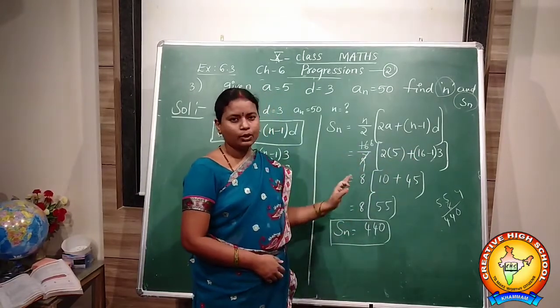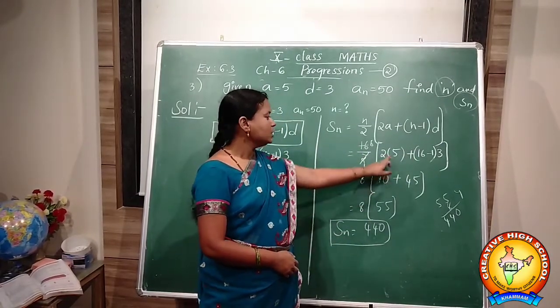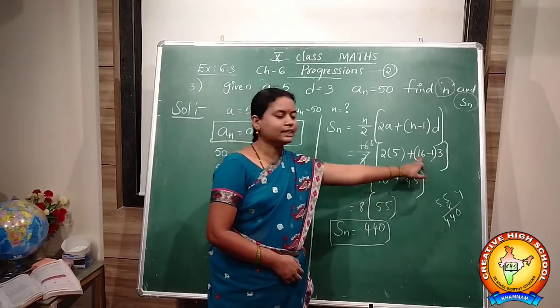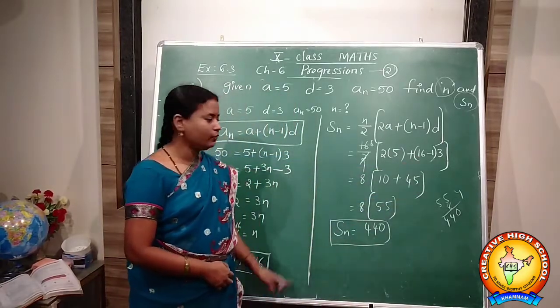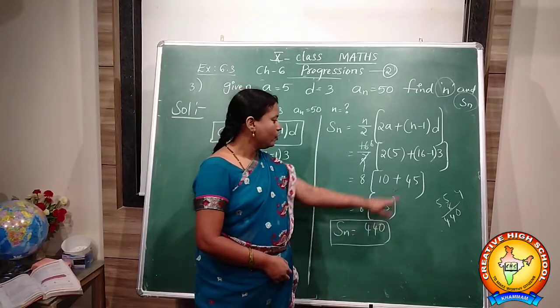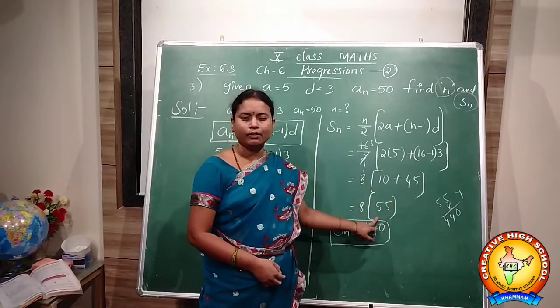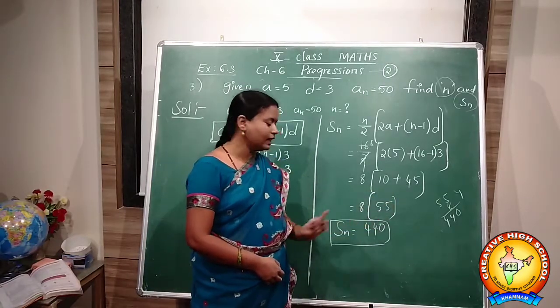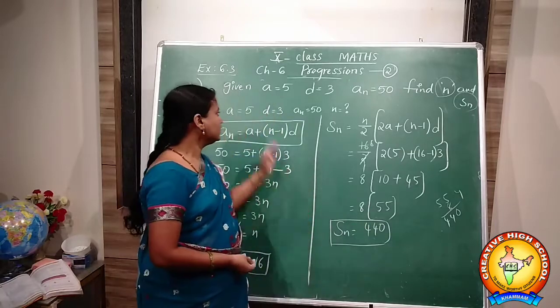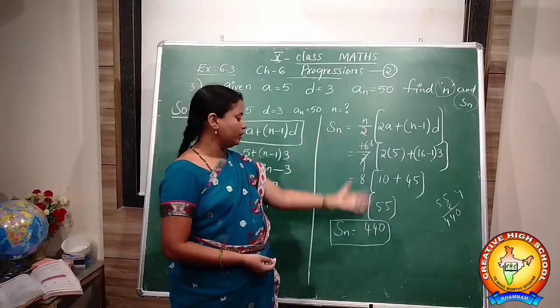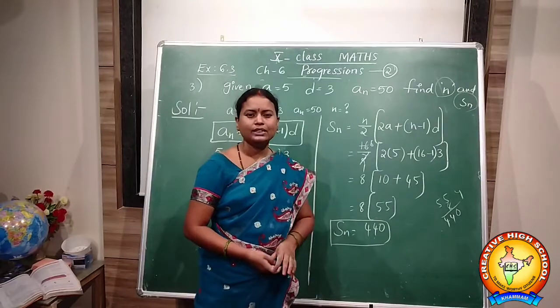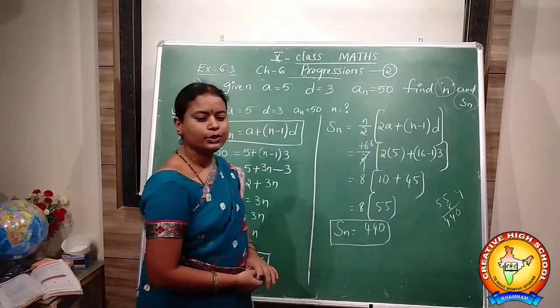2 eights are 16. 2 fives are 10 plus 16 minus 1, that is 15. 15 threes are 45. 45 plus 10, it will become 55. 55 eights are 440. So the Sn value is 440. Yes, do you understand? Okay, let us do the next problem.